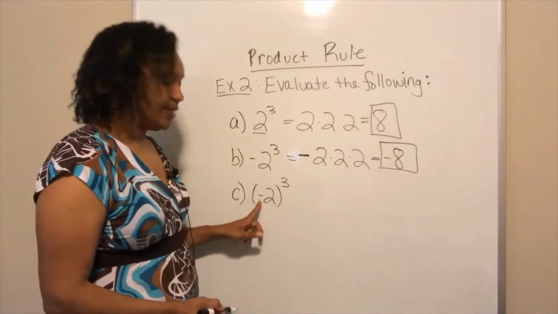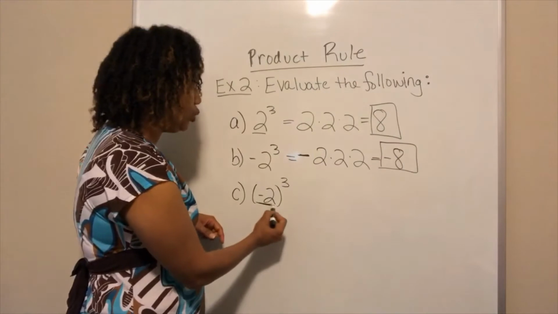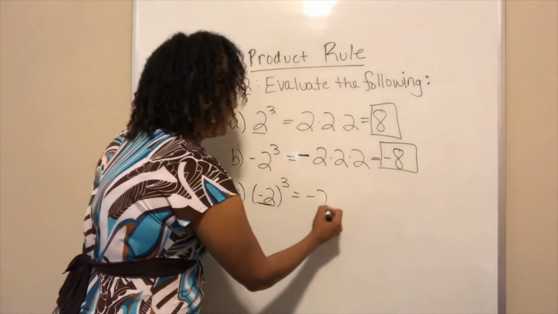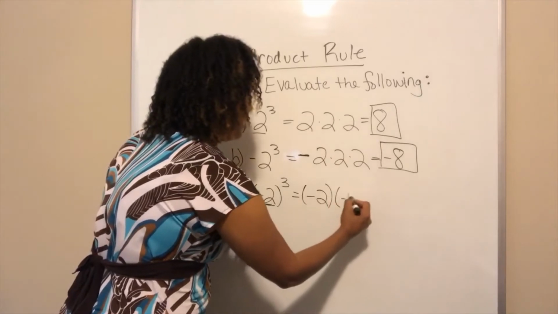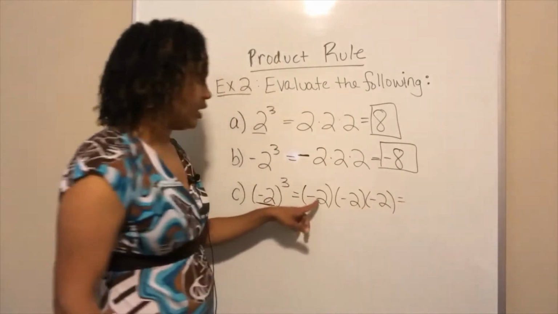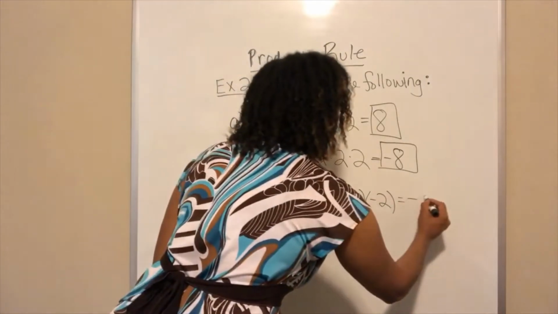Now this one, because the negative is in parentheses, this is saying that you want to take negative 2 and multiply it 3 times. So that's negative 2 times negative 2 times negative 2. Negative 2 times negative 2 is 4. 4 times negative 2 is negative 8.